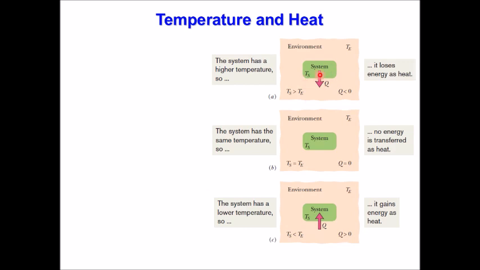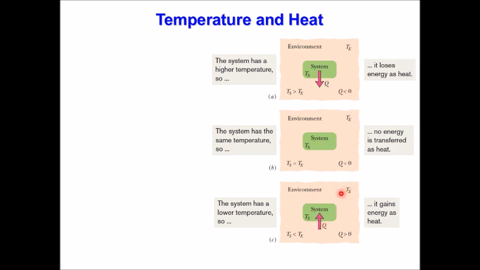Let's take the situation when the system is hotter than the environment. Remember the hot coffee in the environment. Where will the heat go? Of course, heat will flow from the hotter system. So the heat flows from hot coffee to the cold environment. In this case, we say that the heat is negative because it's going out from the system. The system is losing heat, so it's losing energy as heat.